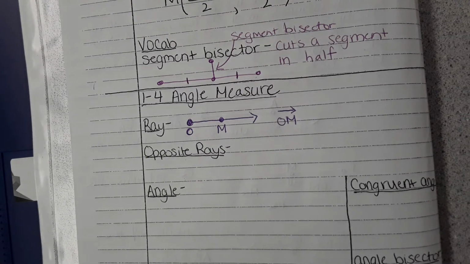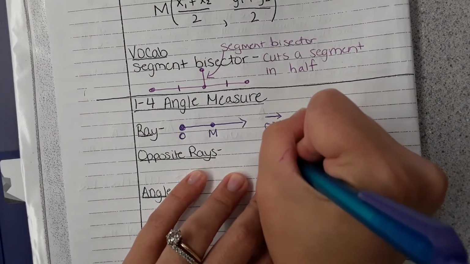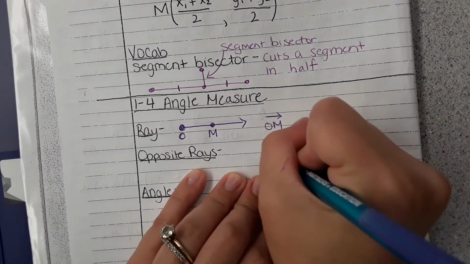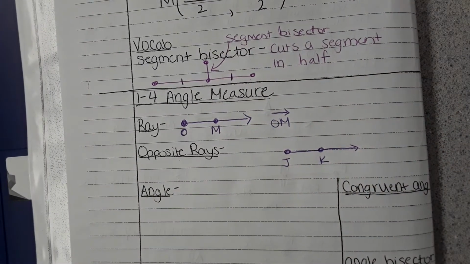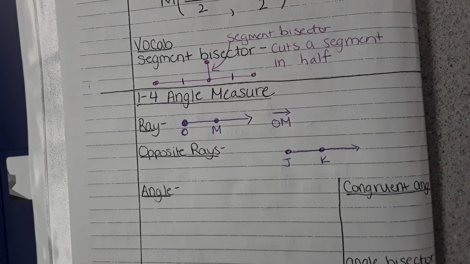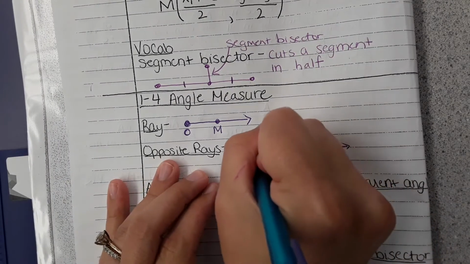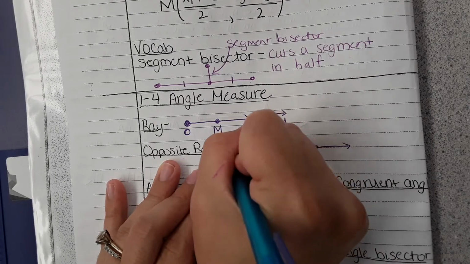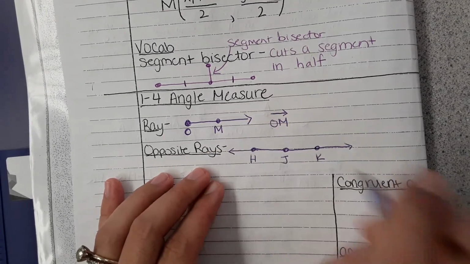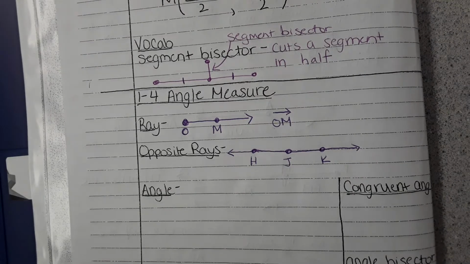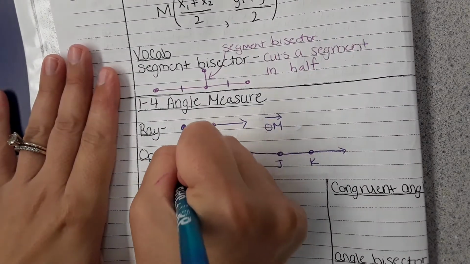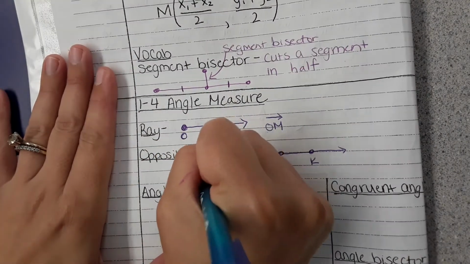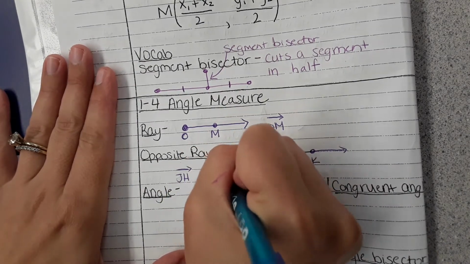Okay, opposite rays look like this. Let's say we have a ray, call this JK. And then a ray opposite to it would be this here. And it creates a straight angle or a straight line. Both would be correct. So we can say that ray JH and ray JK are opposite rays.